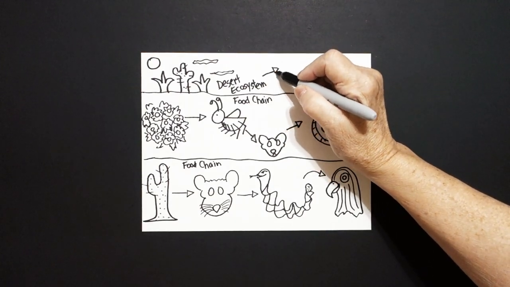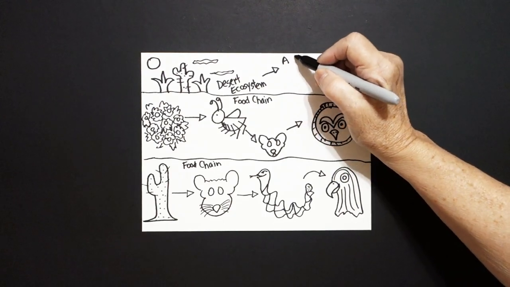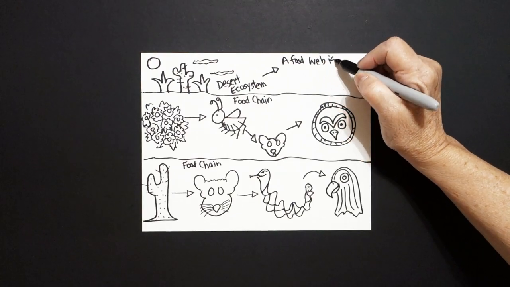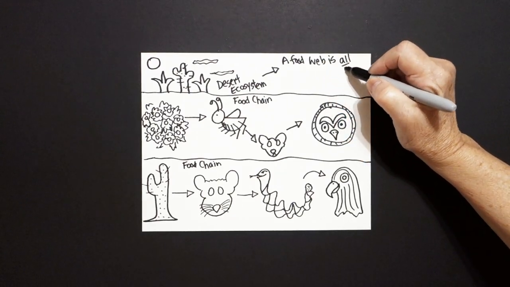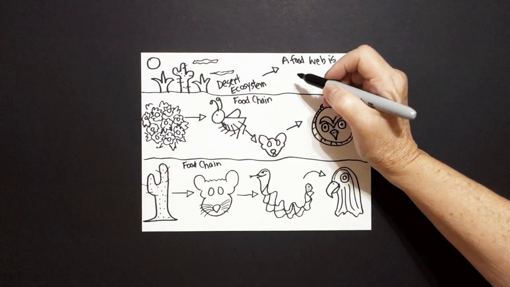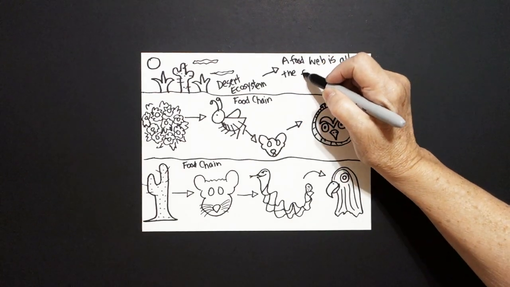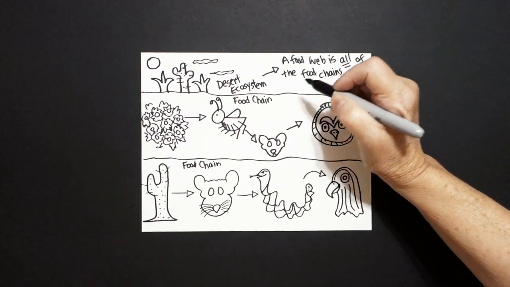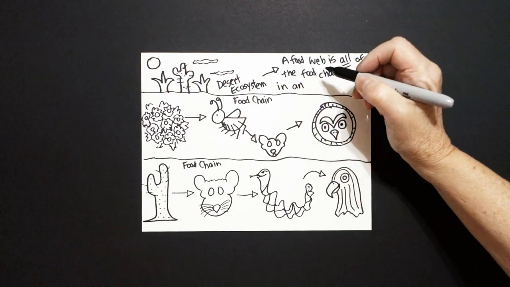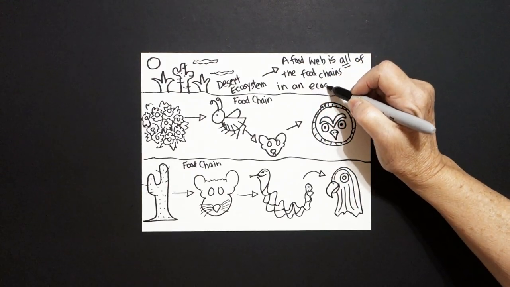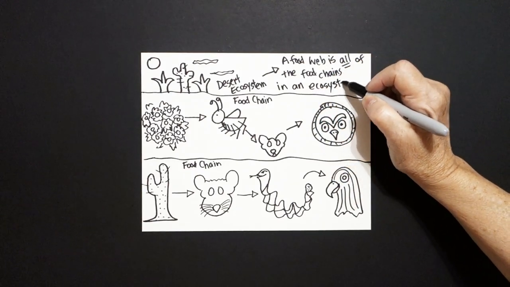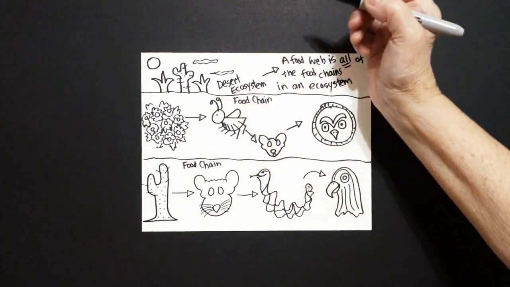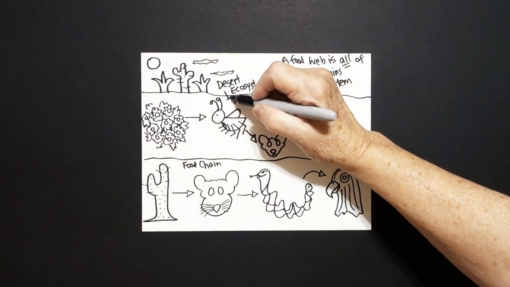And now we'll describe. Straight line, baby triangle. A food web is all of the food chains in an ecosystem. A food chain, let's put another straight line, baby triangle.